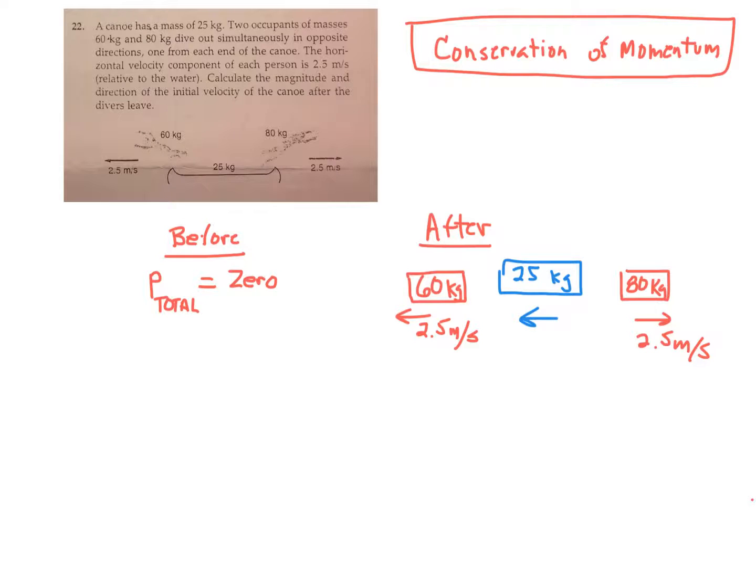momentum is zero. You're assuming everything's at rest before they jump out, which is implied, so the total momentum is zero. So after the event, we have three objects. The total momentum added up for these three objects must be zero.